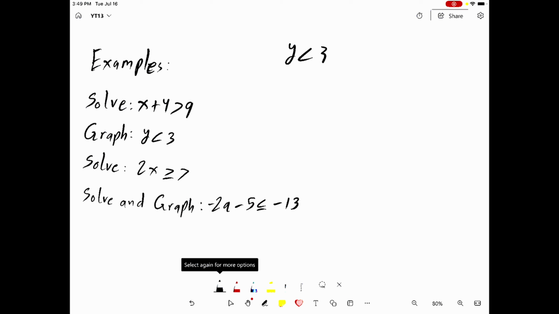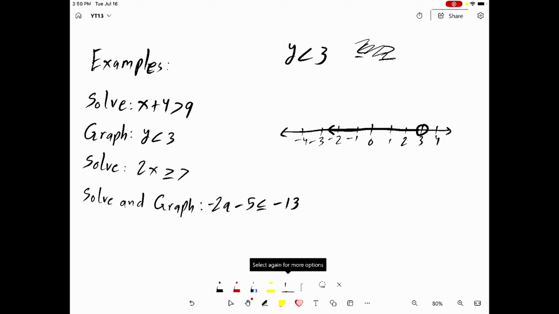Y is less than 3, we want to graph this. First, let me do the number line. With the number line done, we can focus on the open or closed points, and which direction. It's less than, not less than or equal to, or greater than or equal to. So it's going to be an open point. And since it's less than, it's going to be to the left. So I would stick in this line and put the arrowhead here. This is how the graph would look.